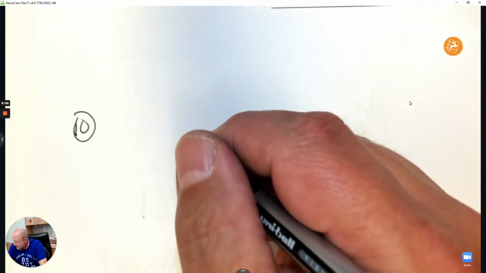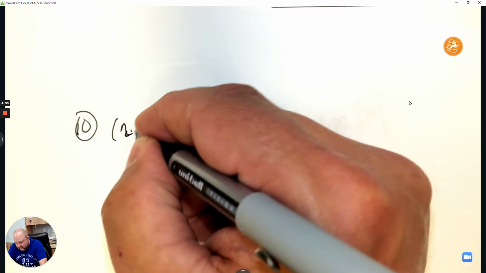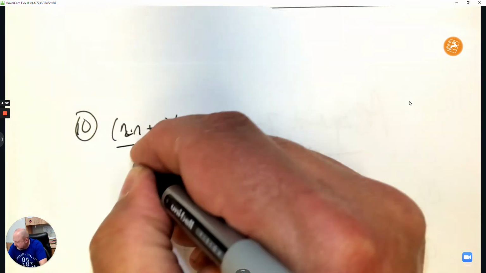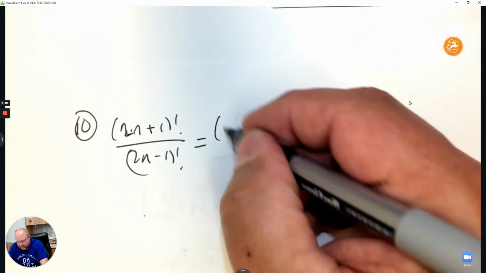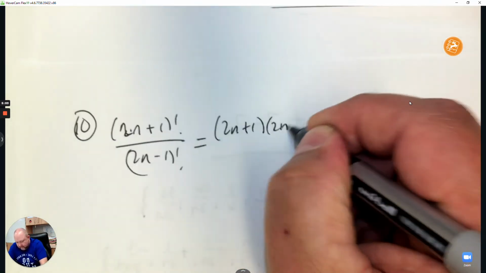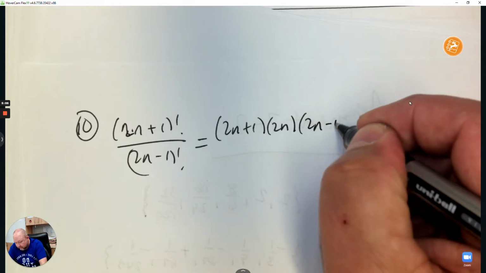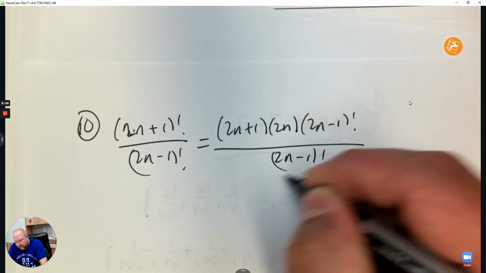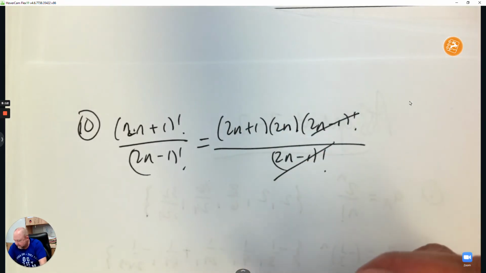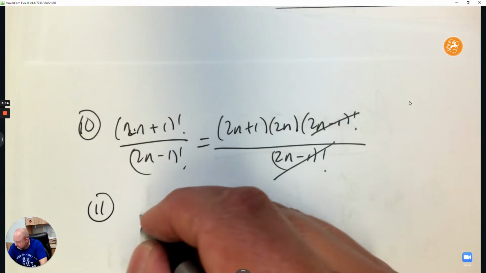Number 10. In number 10, you have 2n plus 1 and then 2n minus 1. So take the larger one, which is 2n plus 1. Subtract 1, that's just 2n. Subtract 1, that's 2n minus 1. Stop there at 2n minus 1. They cross out, and you have your answer. Number 11.